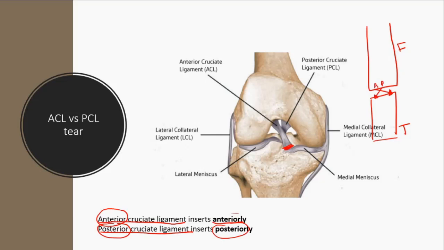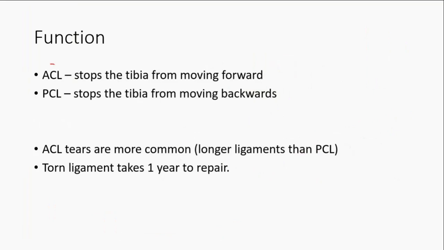So what happens is that if the tibia wants to move too much forward, then the anterior cruciate ligament will stop it, it will pull it back. And likewise, if the tibia wants to move too much backwards, then the posterior cruciate ligament will pull it back, it will resist that movement. So that is the function of these two ligaments. As I say here, the ACL stops the tibia from moving too much forward, and the PCL stops the tibia from moving too much backwards.